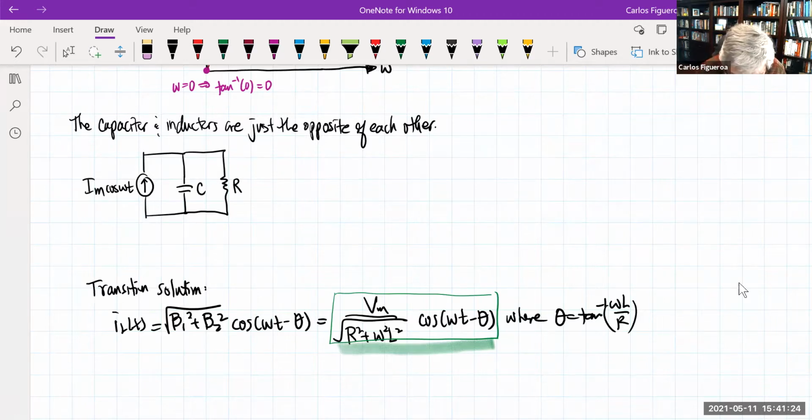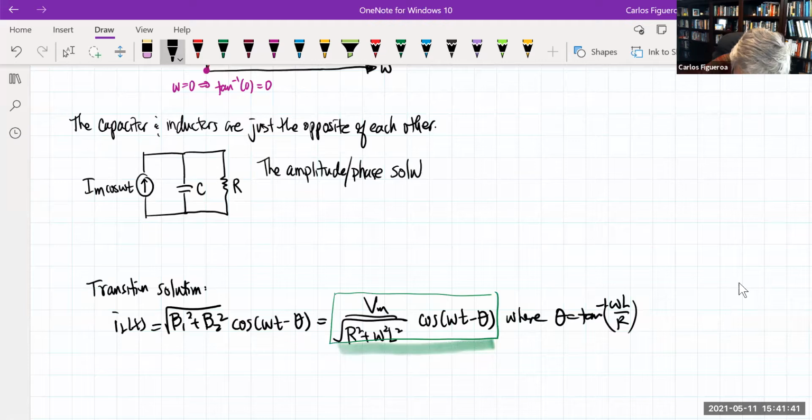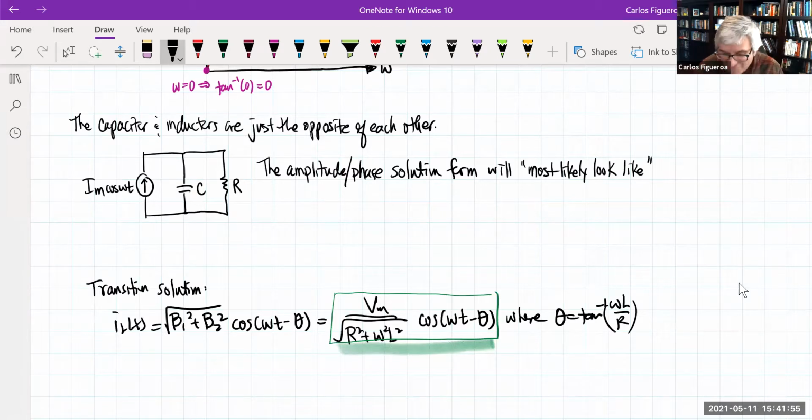So I'm going to write that my VC of t is going to have, so maybe I should write this here. The amplitude/phase solution form will most likely look like this. So remember, we can Google this. But I would say that VC of t is going to have that B1, B2.